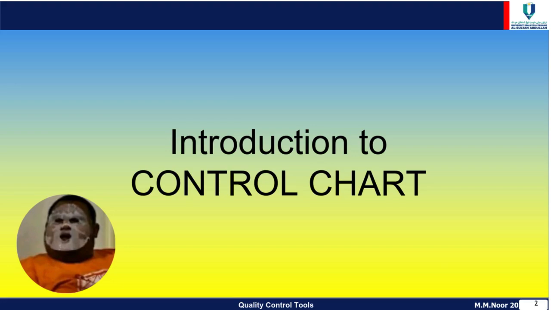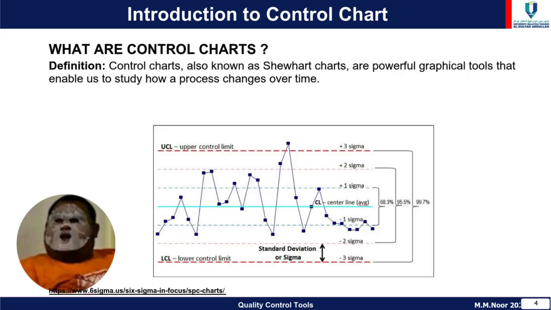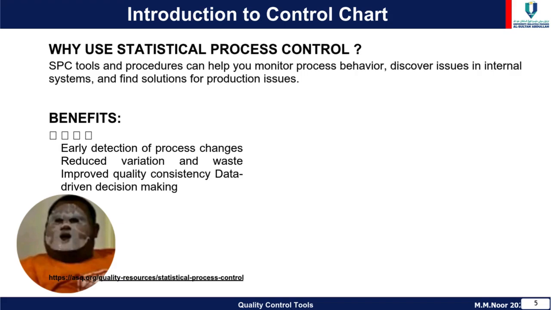So the QC tool I have chosen is control chart. So let's move on. What we will learn in this video today: the definition and purpose of control charts, types of control charts and their application, how to interpret control chart patterns, and the implementation strategies for quality improvement. What are control charts? They are also known as Shewhart charts, powerful graphical tools that enable us to study how a process changes over time.